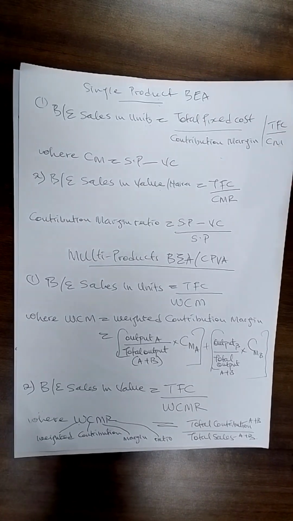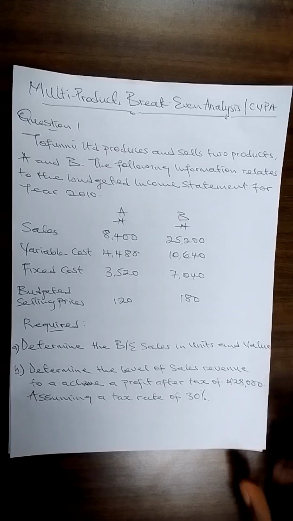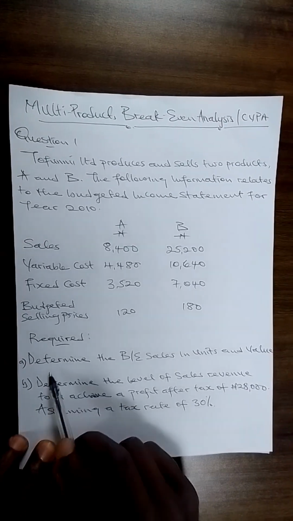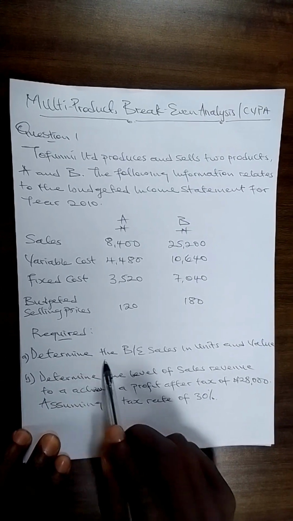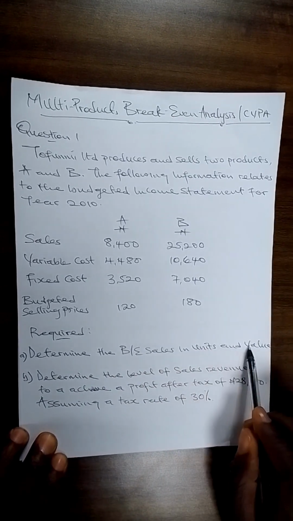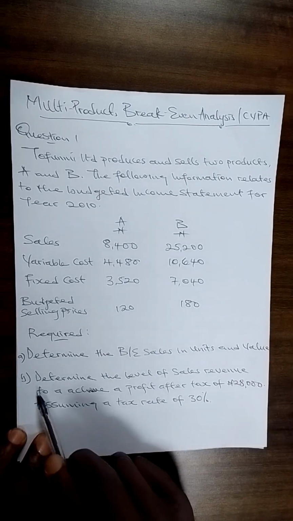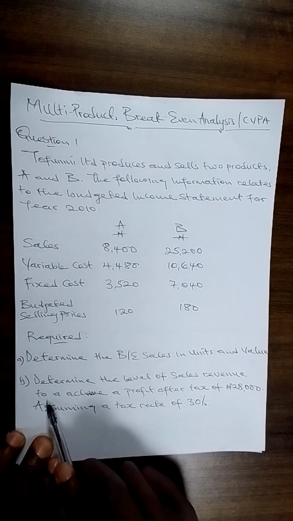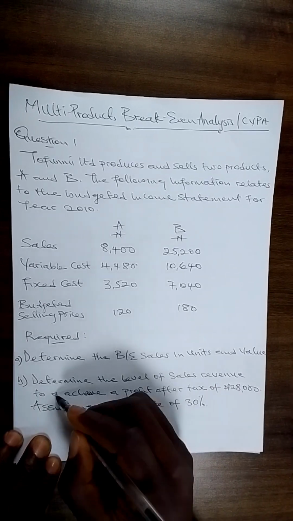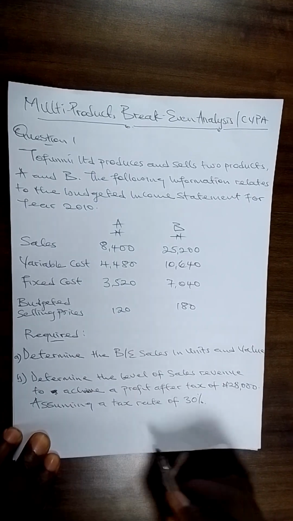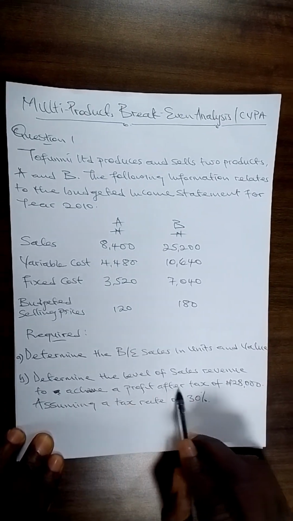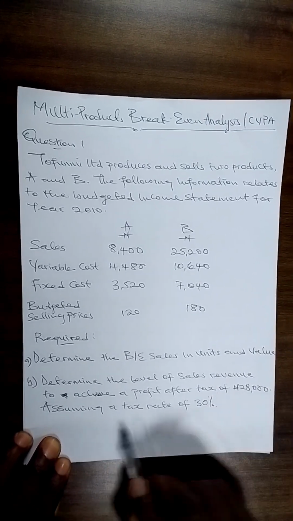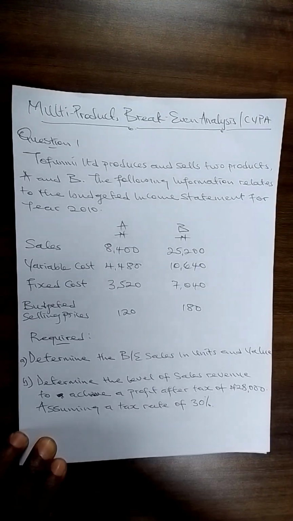We now move to the question. So in this question, we are required to determine the break-even sales in units and then in value. Then the second question is determine the level of sales revenue to achieve a profit after tax of 28,000 naira, assuming a tax rate of 30% given.